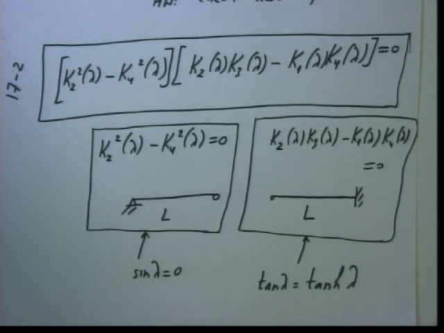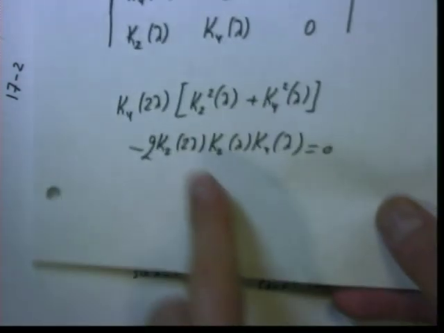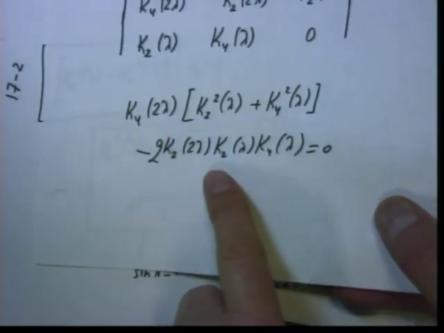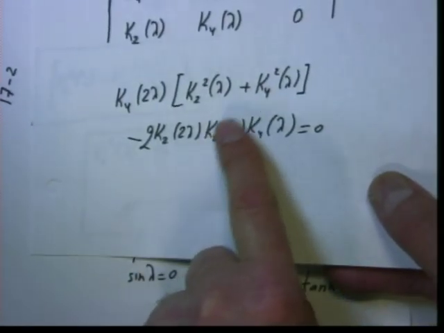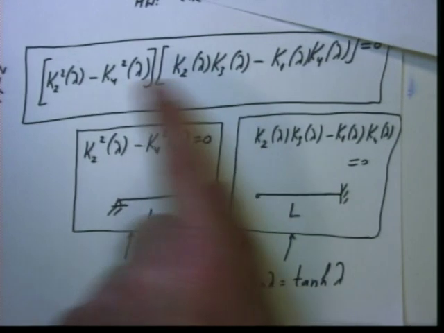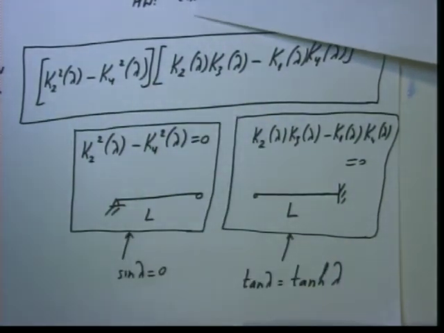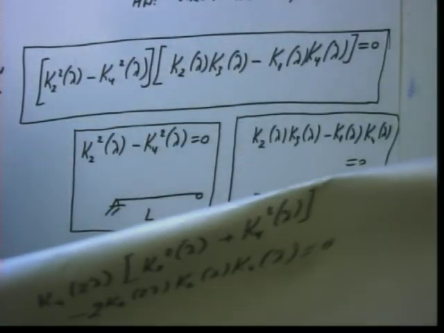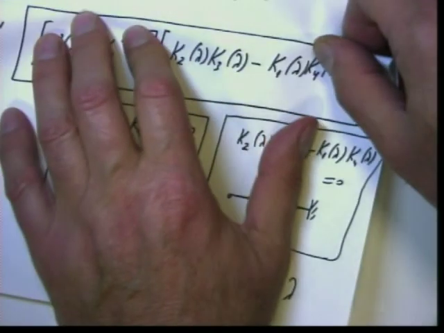In the second part, I would like to prove that the frequency equation that was written before, this frequency equation, can be factored like this. This equation, K4 of 2 lambda, etc., is factorable as a product of these 2 expressions. I would like you to show that this expression and this expression are the same.